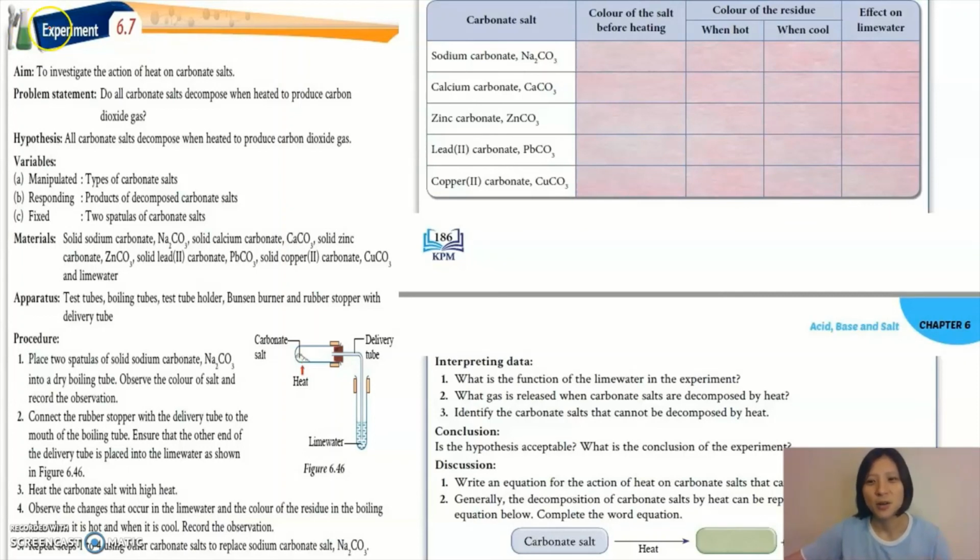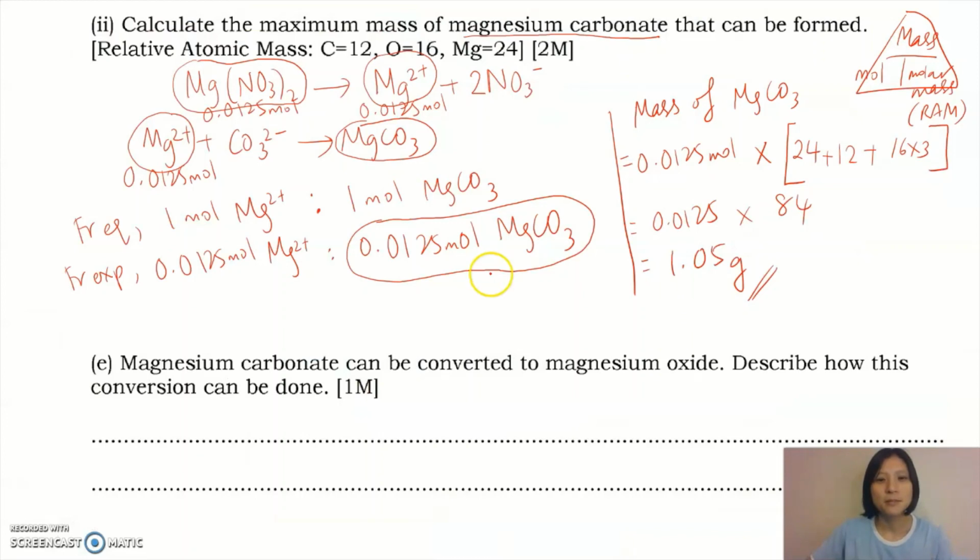When we heat up carbonates, the carbonate will decompose. In this case we have magnesium carbonate. The magnesium carbonate will decompose when it's heated strongly. And when it's heated strongly, this carbonate will always give you carbon dioxide gas, and what is left is the magnesium oxide. So back to the question again. Magnesium carbonate converts into magnesium oxide. This is the magnesium carbonate that you heat up. Carbonate, you always get carbon dioxide, and what's left is the magnesium oxide.